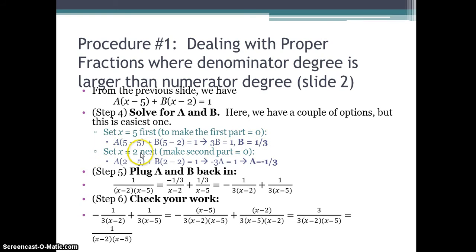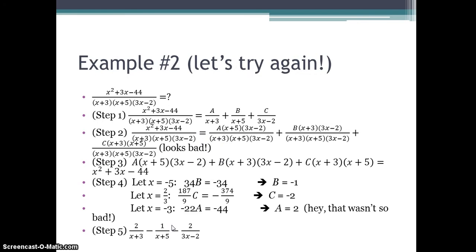Next, we're going to try setting x equal to 2, making the second part equal to 0. And when we do so, we get negative 3A is equal to 1, or in other words, A is equal to negative 1/3. When we plug this back in, we see that this means that negative 1/3 over x minus 2 plus 1/3 over x minus 5 matches our 1 over (x minus 2)(x minus 5). And you can see the work that I did down here to combine the fractions back together and show that this is the same thing. Pretty cool technique. So let's try this again with 3 factors.